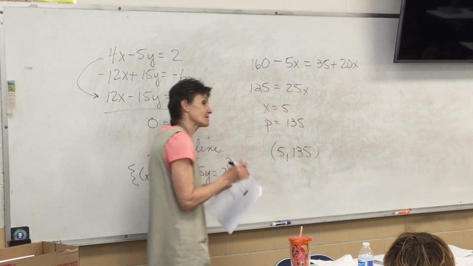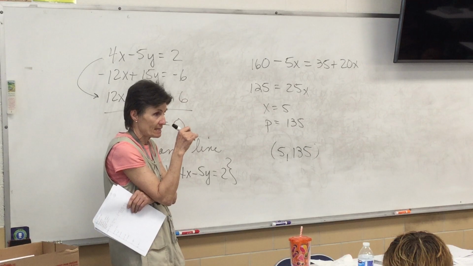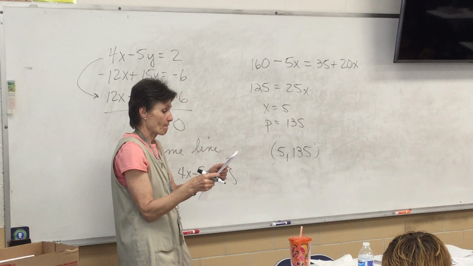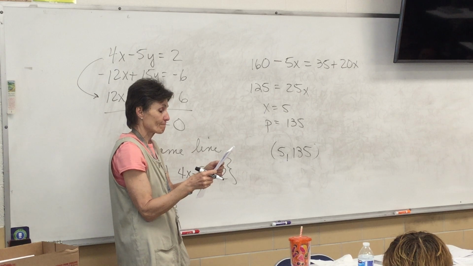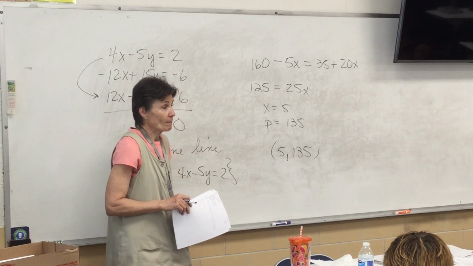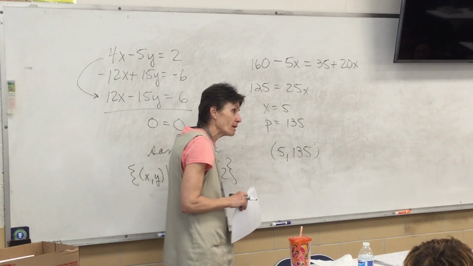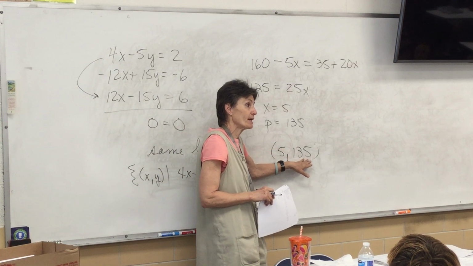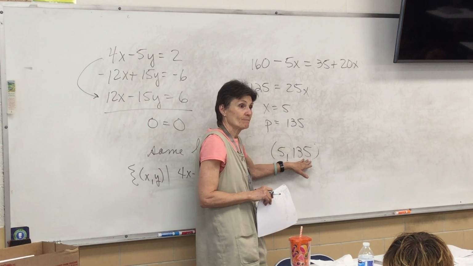What does that solution mean? If each pair costs $135, then you'd still sell 5 million. Exactly. X is in millions, so I'm going to sell 5 million pairs of shoes if the price I choose is $135.